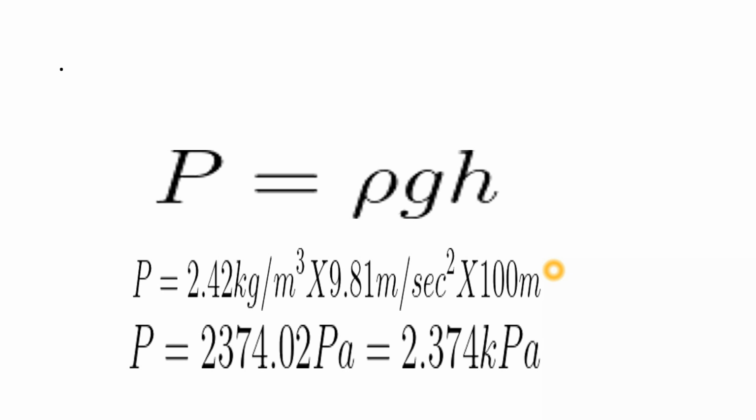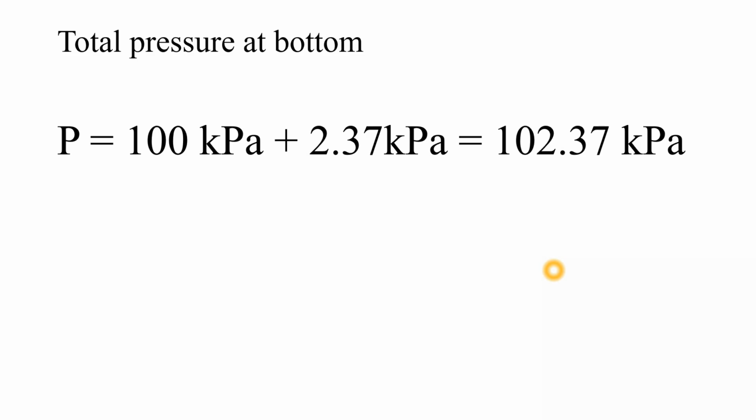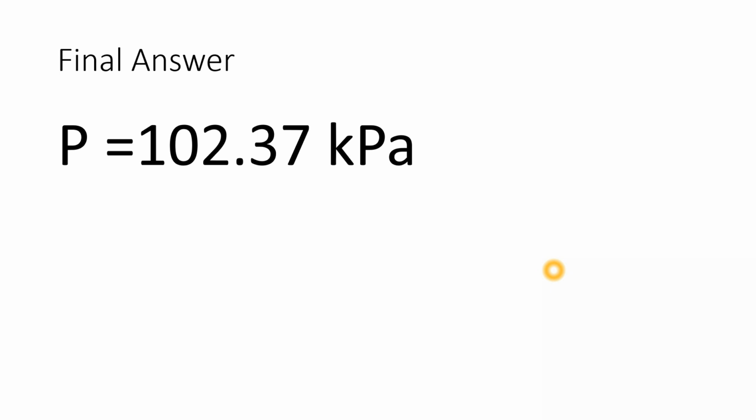Okay, now we need to calculate the total pressure at the bottom. Here is the total pressure at the bottom. P is equal to 100 kilopascal, already given at the top of the tube, plus 2.37 kilopascal, which is equal to 102.37 kilopascal. So the final answer we get is 102.37 kilopascal. This is the right answer as per the official answer key from GATE 2018 IIT Guwahati.